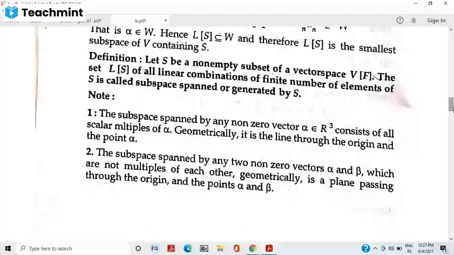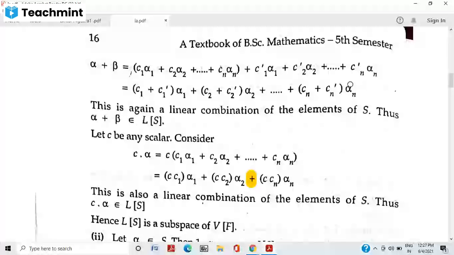Add the two vectors. When we add the two vectors, what do we get? Alpha plus beta. Once we add, we get a linear combination of alpha 1, alpha 2, etc., alpha n. Only which elements are different? Only the scalars are different, but they also belong to F. Then alpha plus beta belongs to L of S.